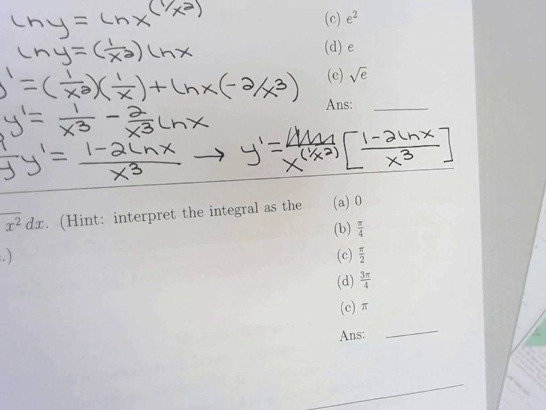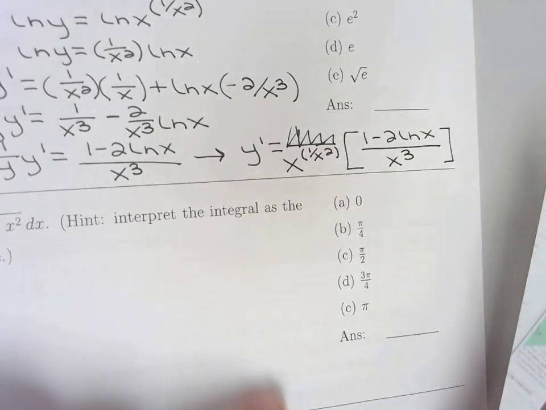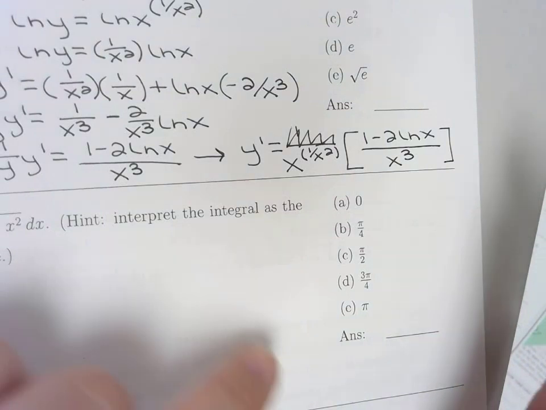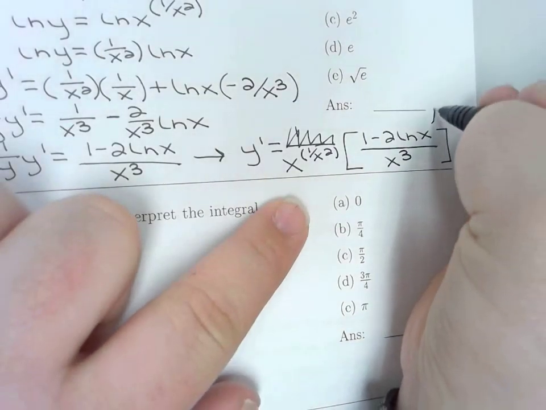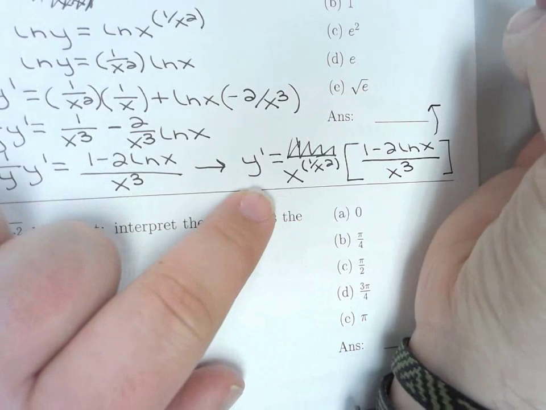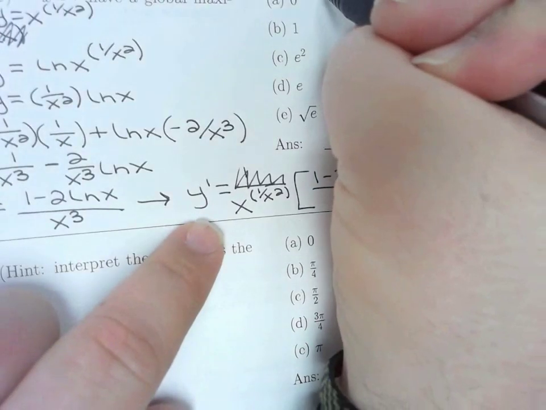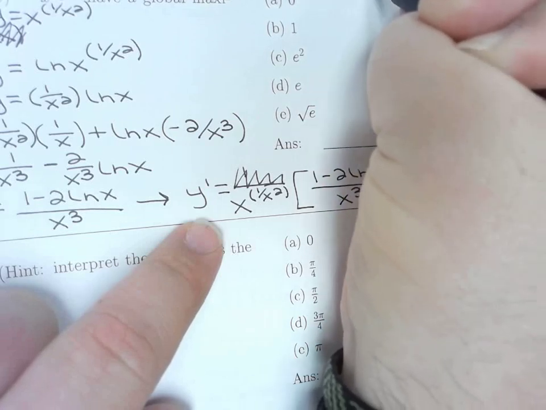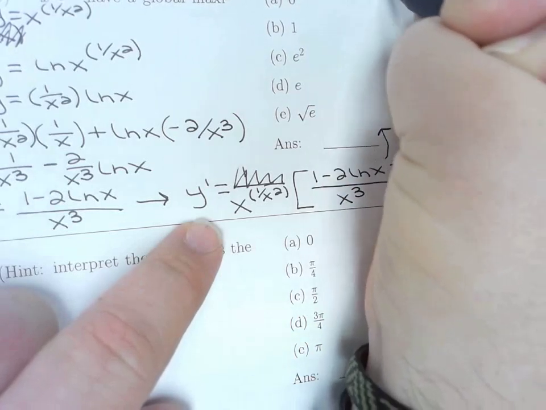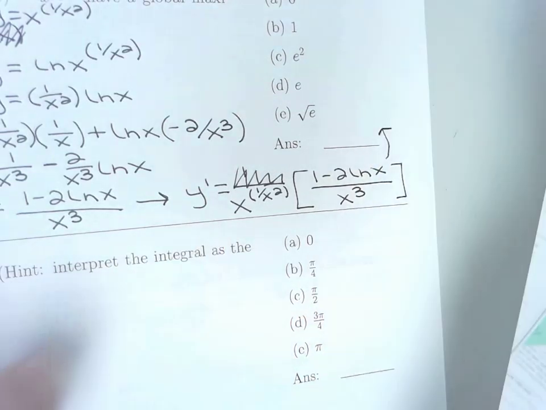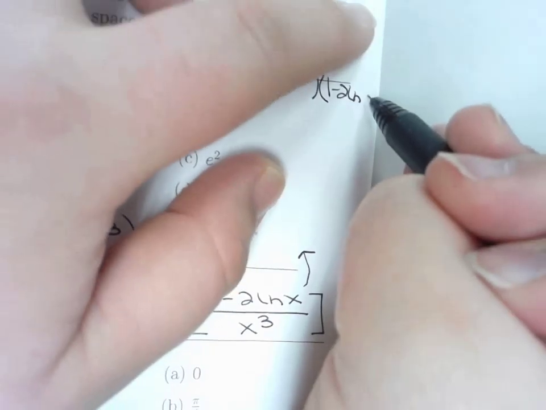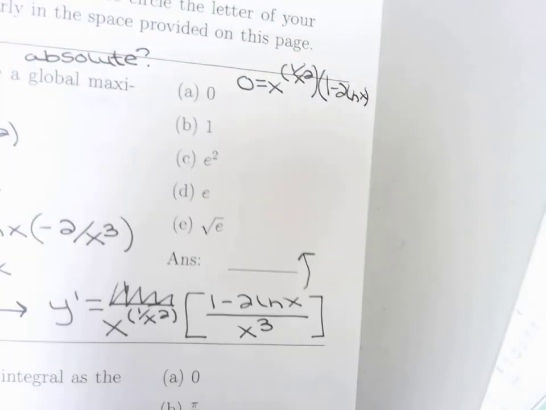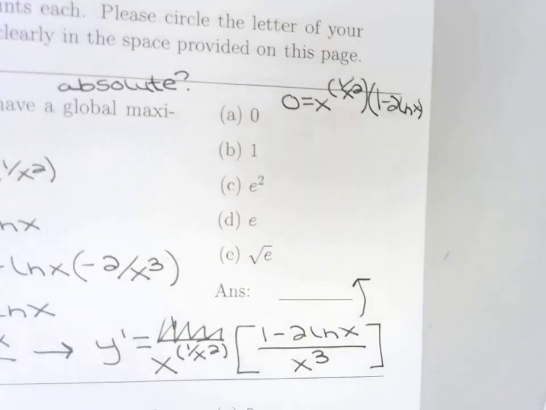Set the top equal to 0. Yeah, but I have that. Yes, I'm making this hard. I'm wondering if I'm making it harder than it needs to be. So, if I set the top equal to 0, you're going to have 0 equals x to the 1 over x squared power times 1 minus 2 ln of x. So I'm kind of squishing it all together because that's my top part.